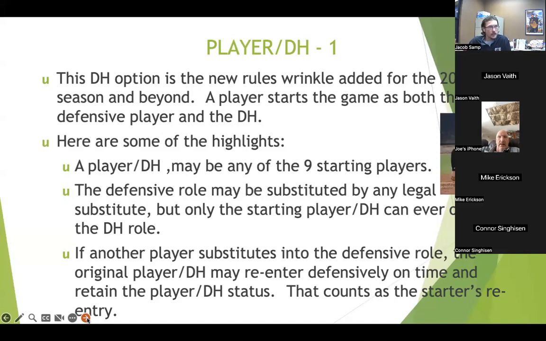Connor, am I missing anything on the fundamentals here that you can think of? I got something for you, Jake. This is Jay Roofs. Hey, what's up? Basically, it's two different positions. Defensively, he's a pitcher. Offensively, he's a DH. You cannot courtesy run for the DH. And I love the rule. I think it's a great idea.